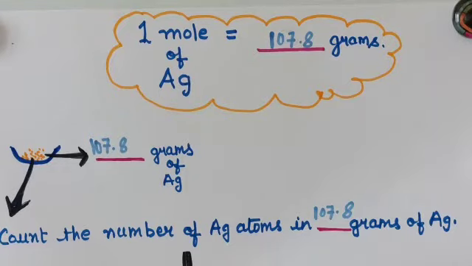Now I'm giving you a very difficult task. Just collect the 107 grams of silver in this vessel, and your task is to count the number of silver atoms in 107.8 grams of silver. Just start counting. I can help you in this.